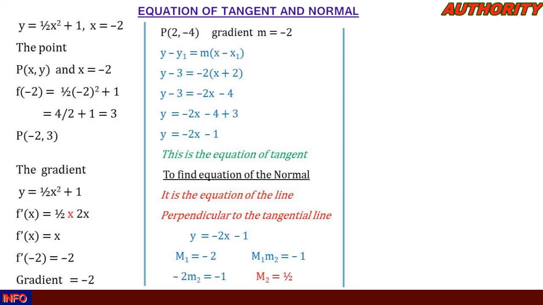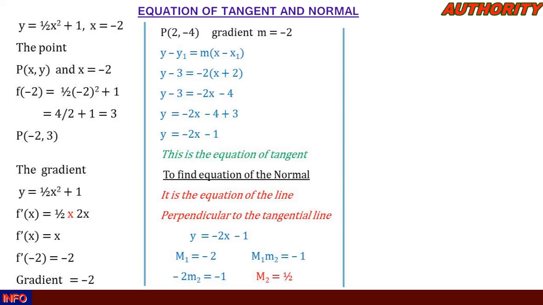So that means we're going to say minus 2 m2 is equal to minus 1. So we are looking for m2. So we divide both sides by minus 2. When we divide both sides by minus 2, we're going to say that m2 is equal to 1 all over 2. So here we have gotten another gradient that is perpendicular to the equation of the tangent. So we're going to use this gradient to find another equation. That equation is the equation of a line that is perpendicular to the equation of the tangent.